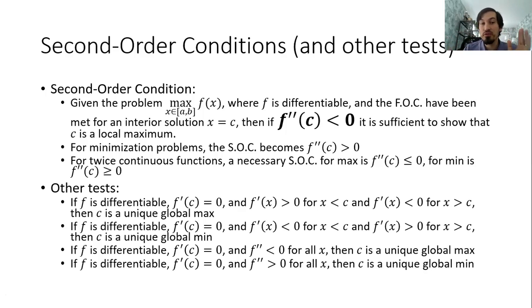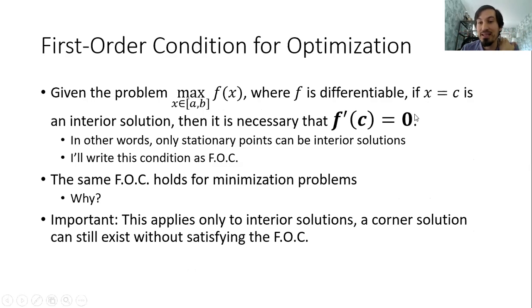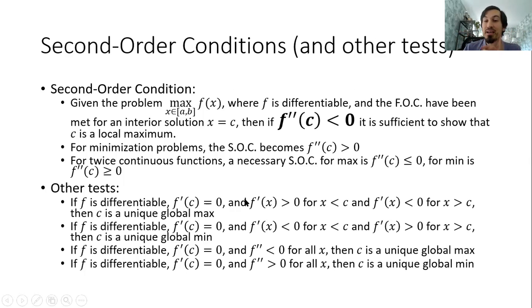So I want you guys to know the first order condition and the second order condition for maximization and minimization. Good news is, let's go back to first order condition. That's the same whether you're doing a max or a min. But the second order condition does change. It's f double prime negative for a max, and it's f double prime positive for a min. I already said that when I was talking about the bowl and the hill. The top of a hill is a max. The bottom of a bowl is a min. So that's kind of obvious, I think.